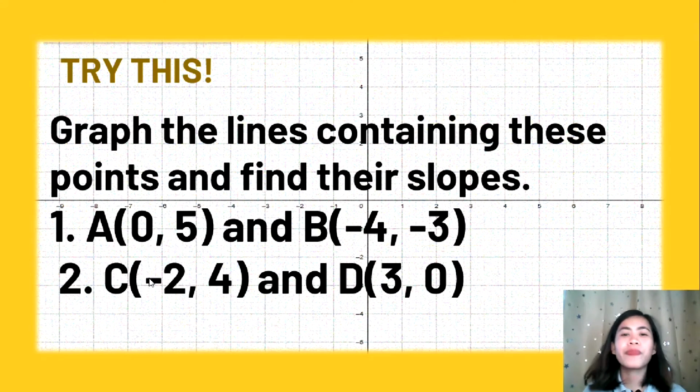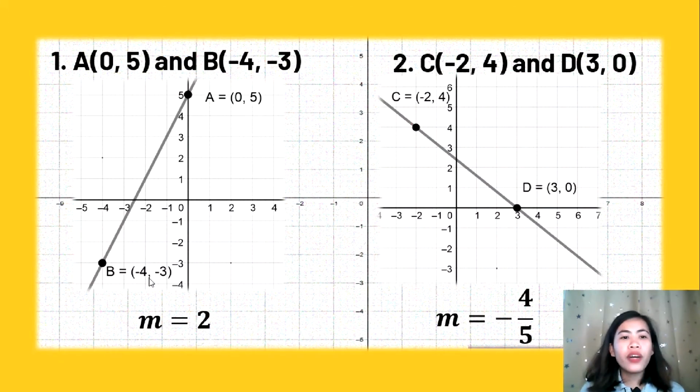Okay, so this time, you may pause this video and try to answer this problem. Graph the lines containing these points and find their slopes. A, 0, 5, and B, negative 4, negative 3. And for number 2, we have C, negative 2, 4, and D, 3, 0. Okay, for our answers, for number 1, this should be the graph of number 1 and the slope is 2. And for number 2, ito yung graph niya and ang slope niya is -4/5.